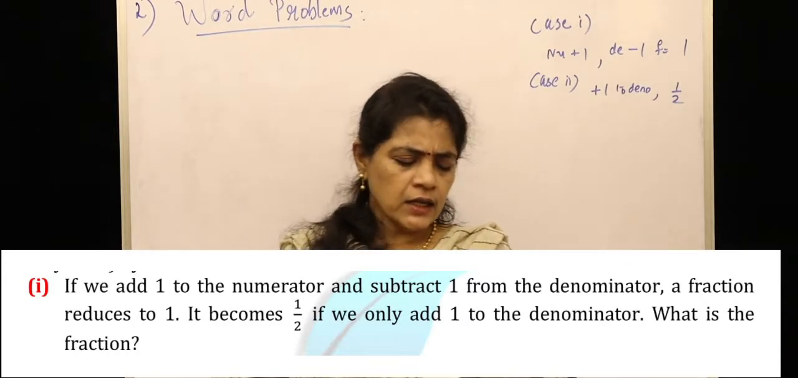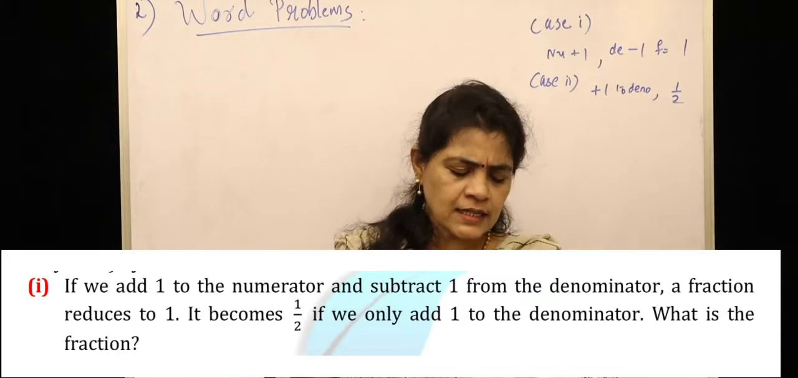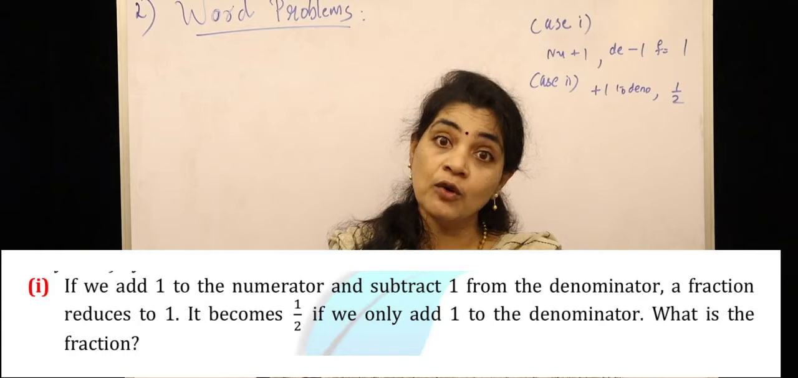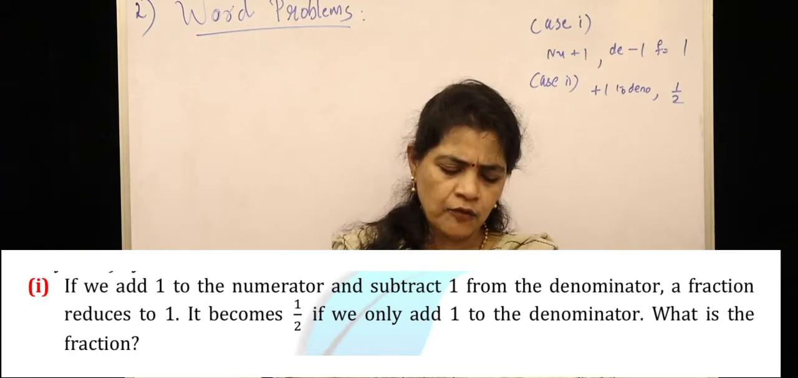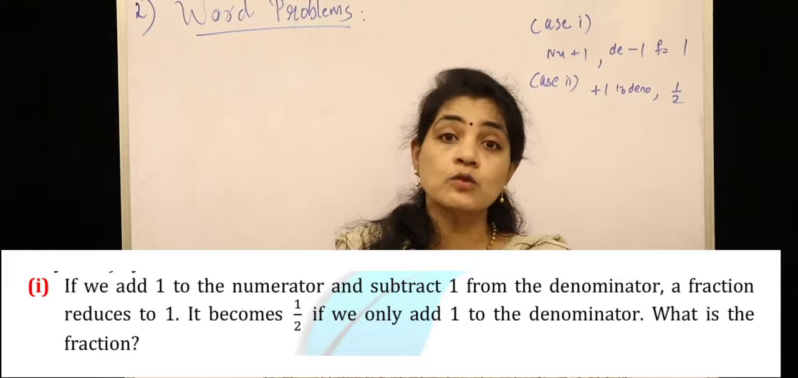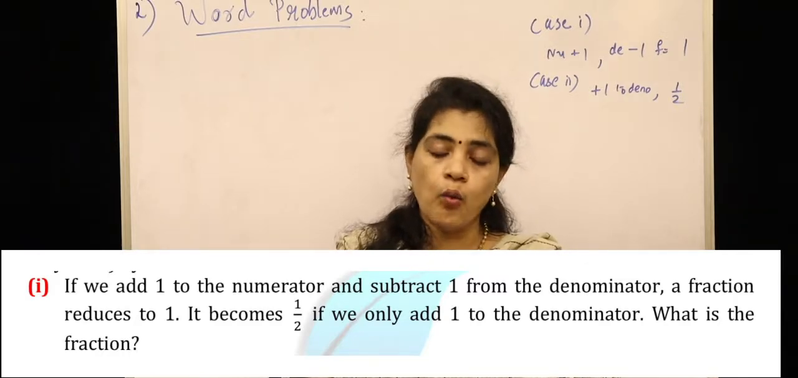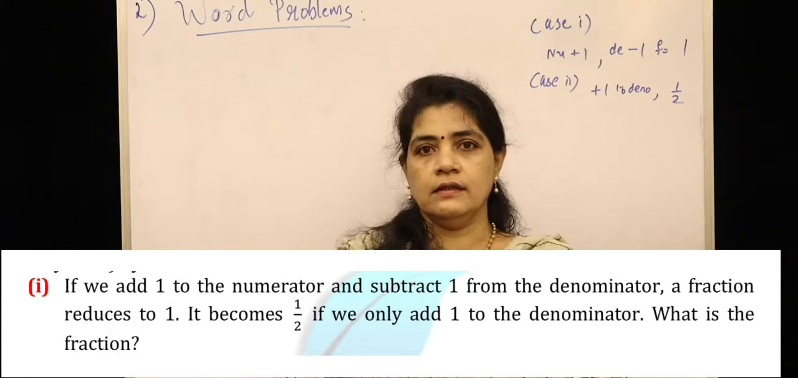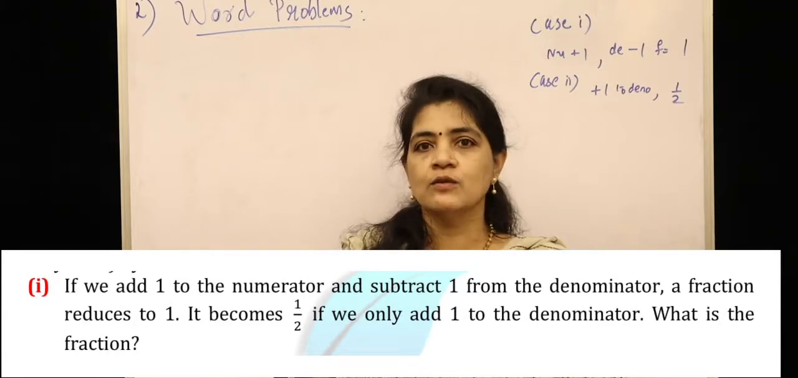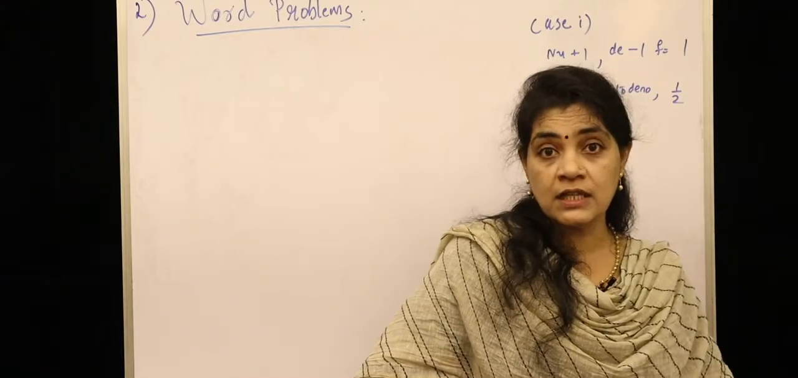If we add 1 to the numerator and subtract 1 from the denominator, a fraction reduces to 1. It becomes 1 by 2 if we only add 1 to the denominator. What is the fraction? That is what is asked. Very simple problem. We have done so many problems of this type.